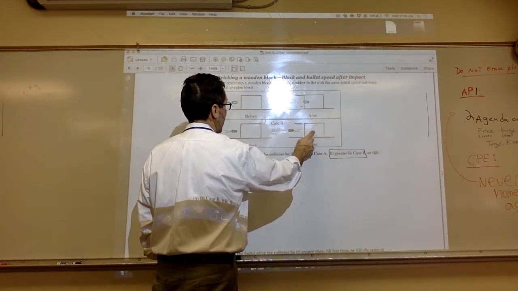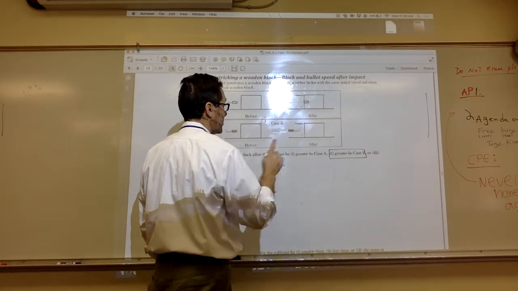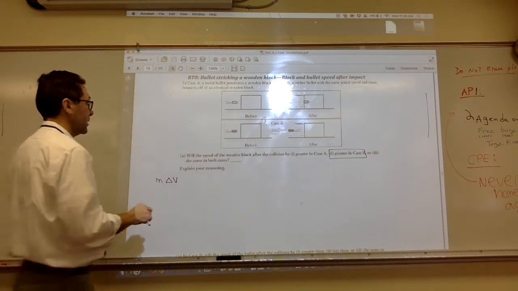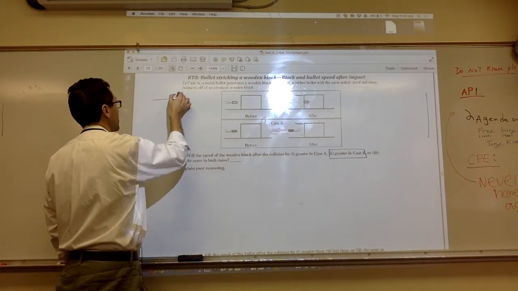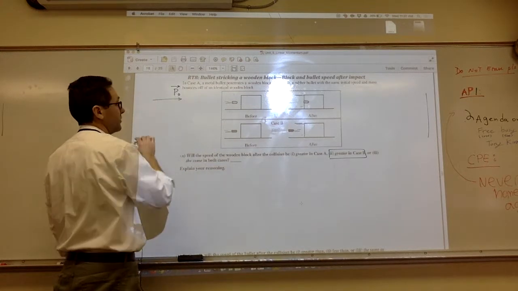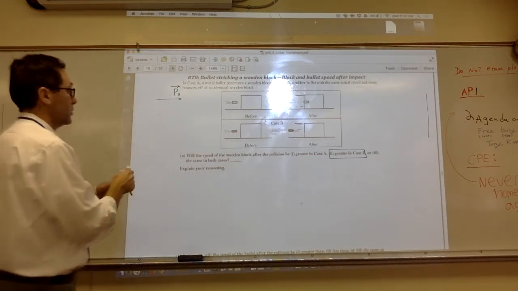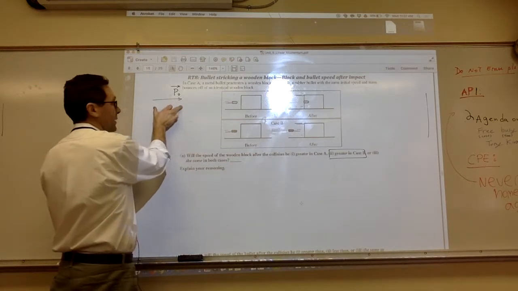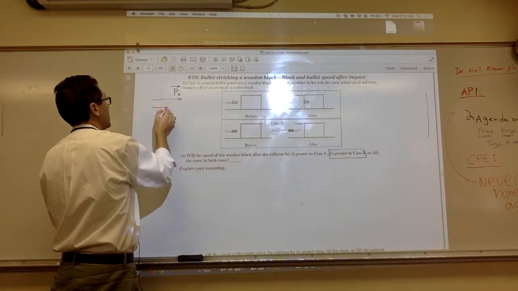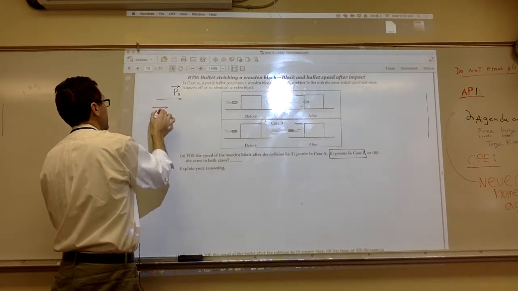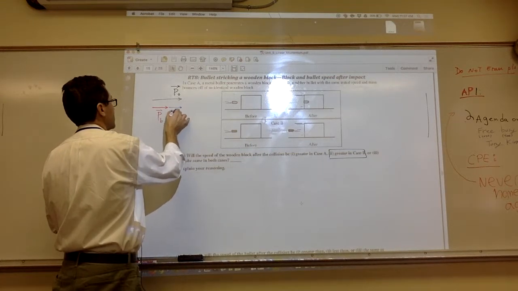So which means that if the block experiences more impulse in case B than it does in case A, it has to go faster. Another way we could do this is that in case A, let's say this is the initial momentum of the bullet, right? After the collision, you cannot have more than this. So basically, this is the momentum of the bullet, and some of that momentum has to go to the block.